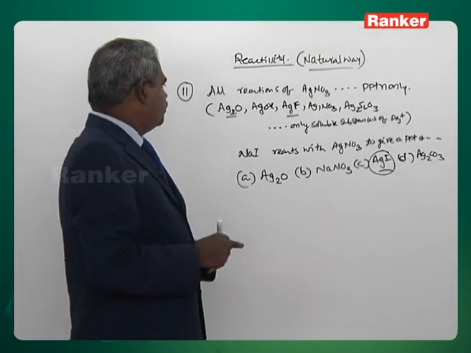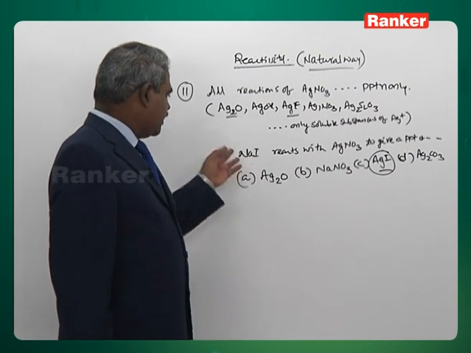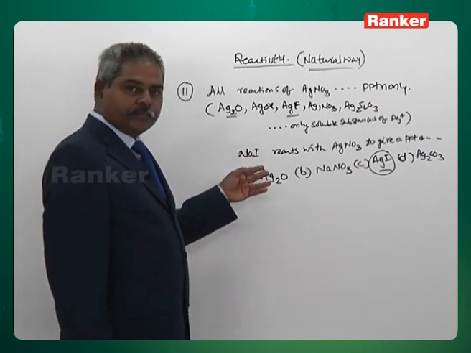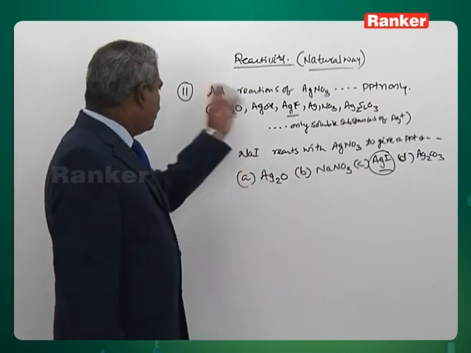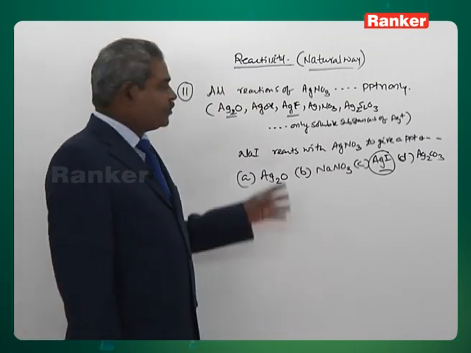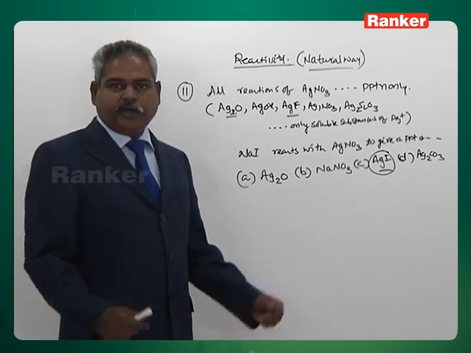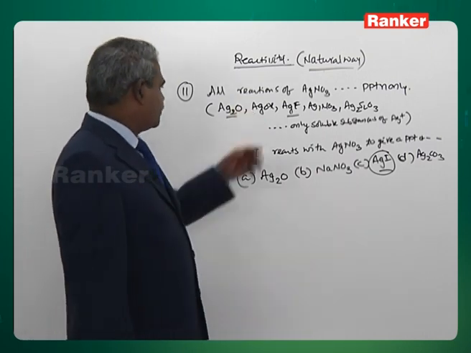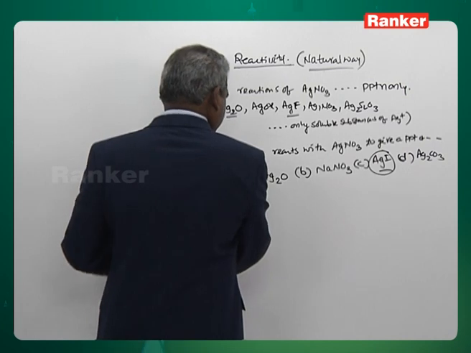So you have many reactions. NaI, NaBr, same. So that's why I said all reactions. Suppose there are 25 anions, except with 5 anions, with all others it's a precipitate. So I can generalize except. These are the only soluble substances.